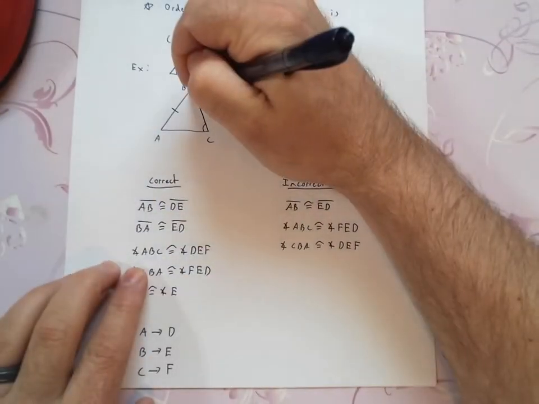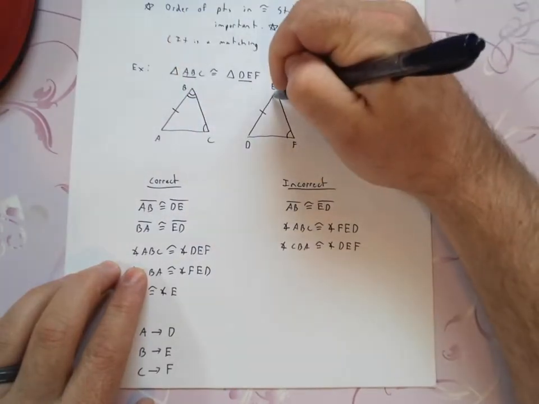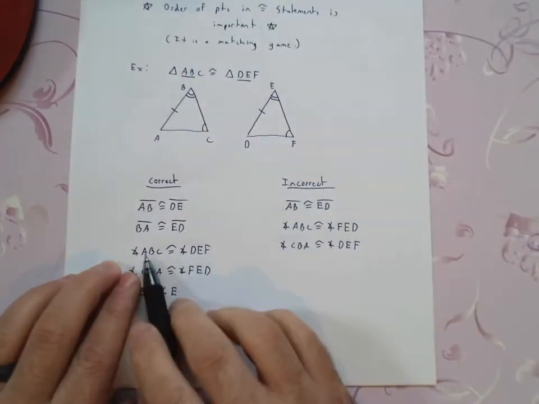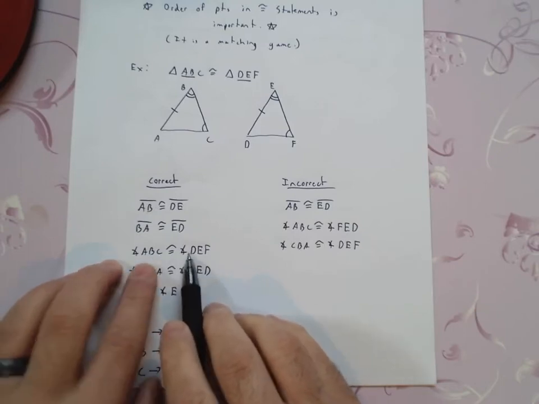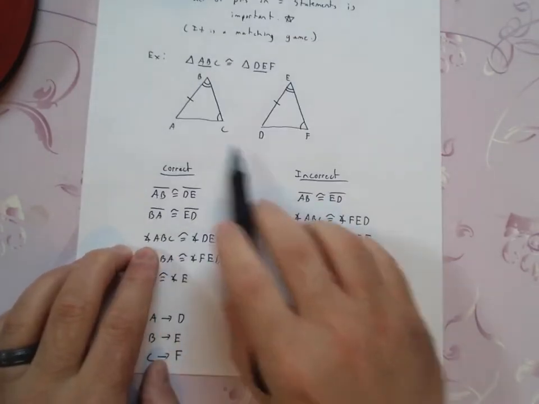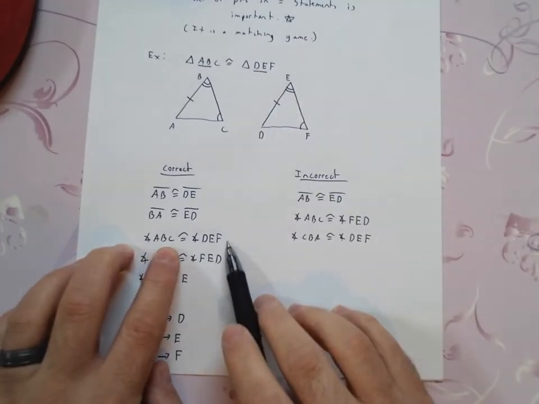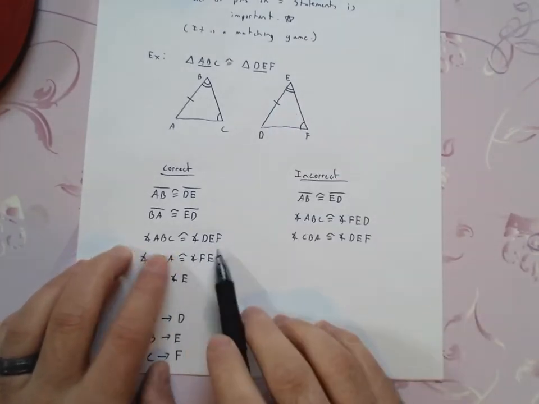Here's an angle real quick. I did this angle up here for angle B because we know that it matches up with angle E. See, B and E go together, so they should match. So angle ABC congruent to angle, well, who matches up with A? That would be D. Who matches up with B? That would be E. Who matches up with C? That would be F. Again, it's just a matching game.